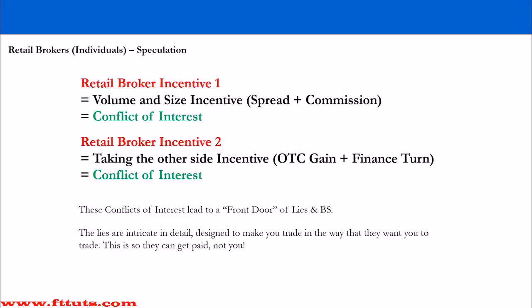Now, what happens is the status quo is maintained because, like we mentioned earlier, brokers spend a lot of money on protecting the status quo. So spending a very high proportion, 30 to 50% of all commission or spread that they receive on marketing and advertising to convince you to do what they want you to do. The conflicts of interest basically lead to a front door at the retail brokerage industry, the front door of lies and BS to retail traders believing that this is the way you trade as a trader in the financial markets. And the lies are very intricate in detail, and they're all basically designed to make you trade in the way that they want you to trade, so they get paid, not you.